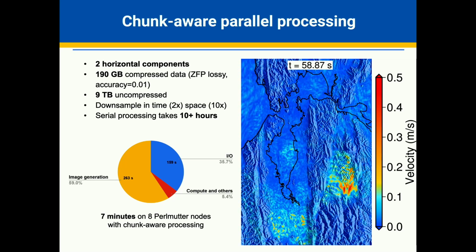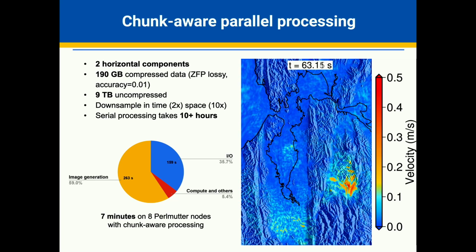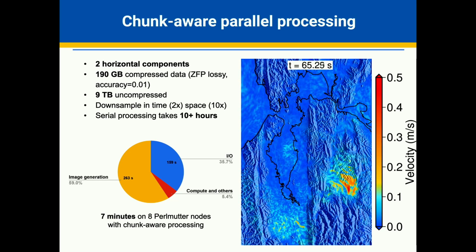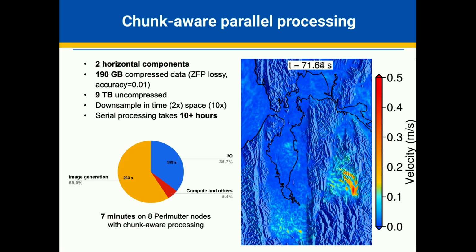The original serial code processing will take more than 10 hours. If we parallelize it and run it on Perlmutter, we can perform this animation generation in just 7 minutes with just 8 Perlmutter nodes.